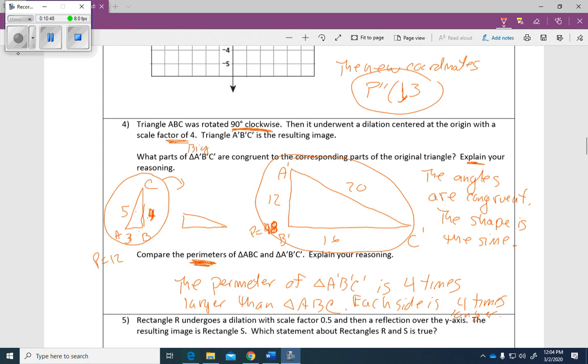I just quickly made up some measurements for the sides to prove it to you. If my original triangle had sides of 3, 4, and 5, then my resulting triangle, since each side got multiplied by 4, would be 12, 16, and 20. And this P is standing for perimeter. If I find the perimeter of the smaller one, I get 12. And if I find the perimeter of the larger one, I get 48. 48 is 4 times bigger than 12.